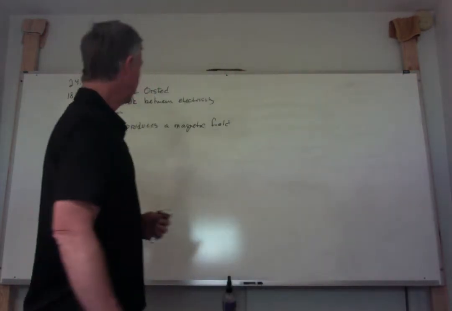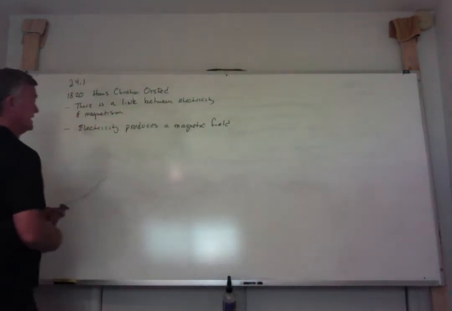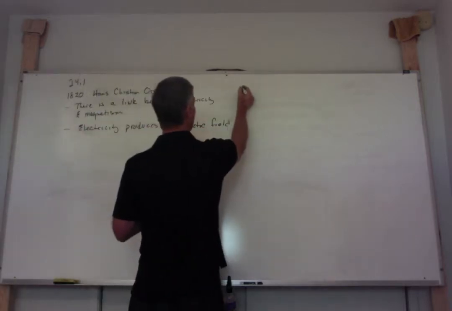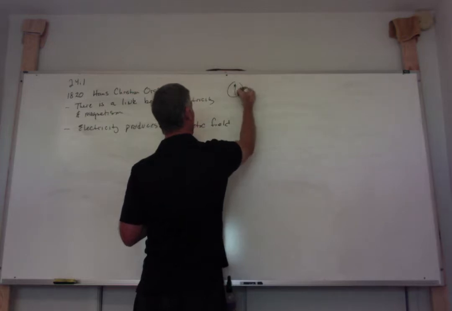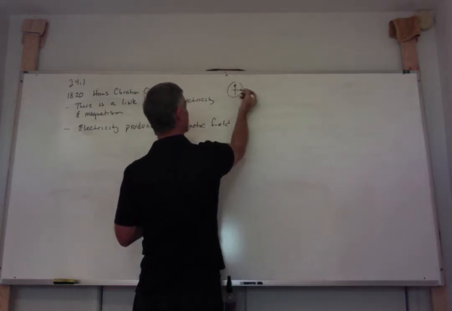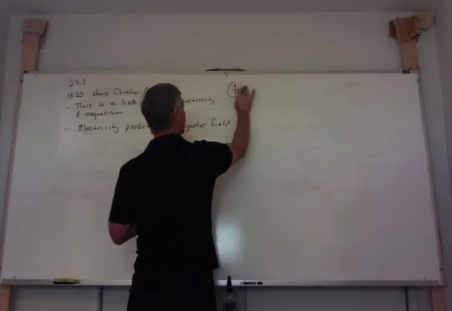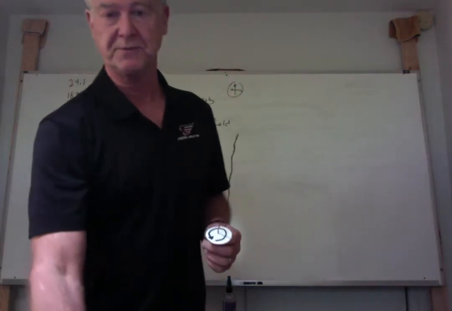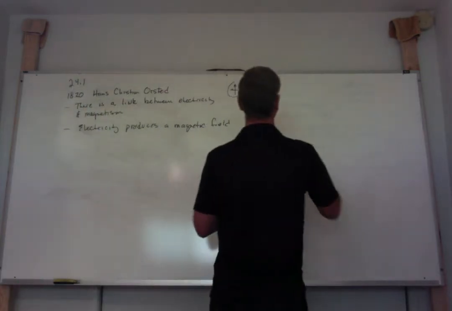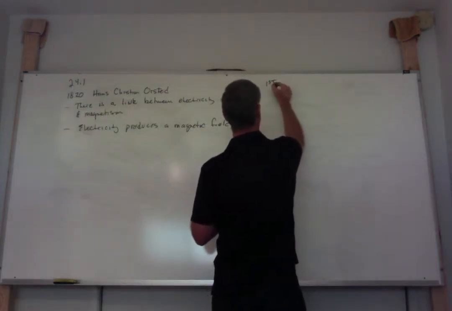One of the things Ørsted discovered was that if you took that compass and you put the wire on top, it turned it one direction. If you put the wire underneath, the compass turned the opposite direction because of this principle. So here is what is called the first right-hand rule.